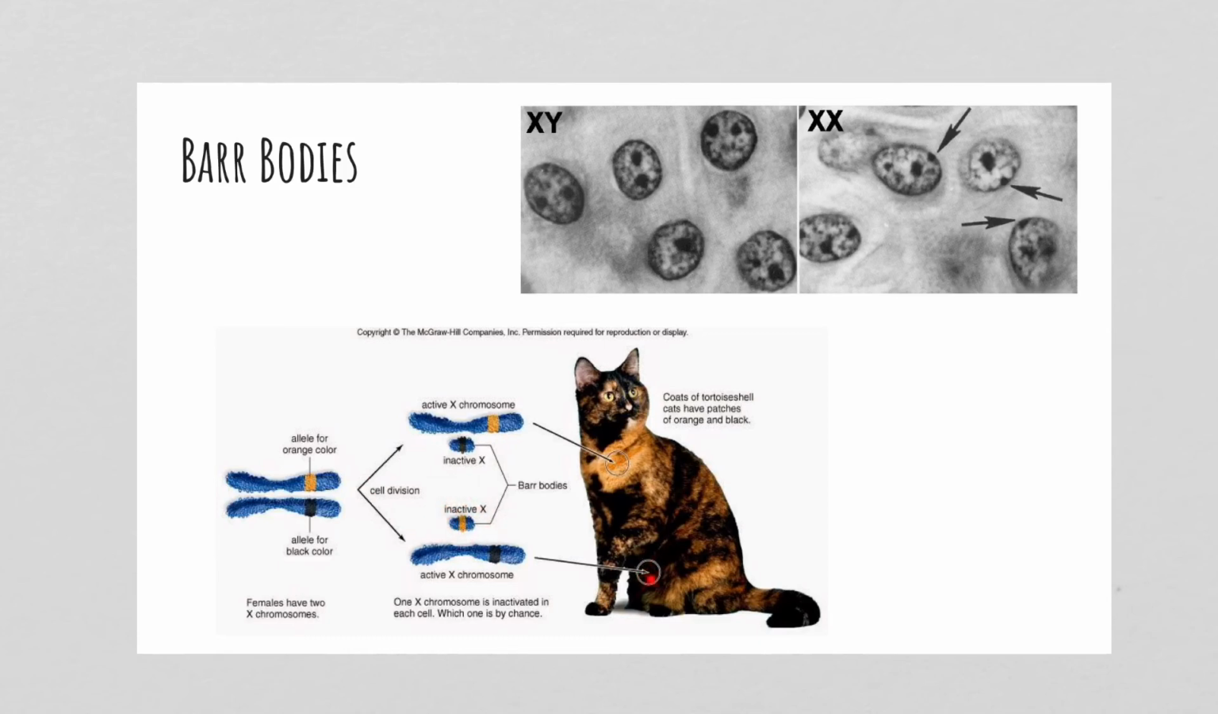So the black fur here has the orange X inactivated, and the orange fur here has the black fur gene inactivated, and it's random. You can see that all the cells from that inactivation end up being that color. So that's what you see when you see that tortoiseshell or calico color. It's because of X inactivation.